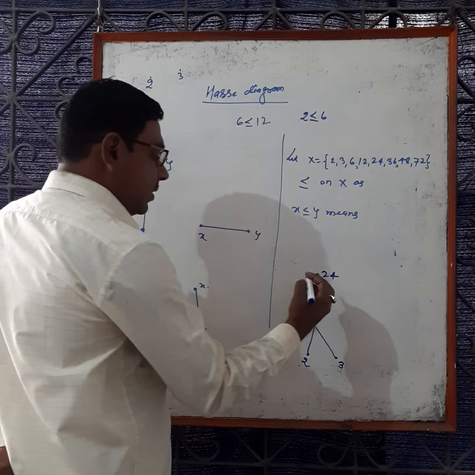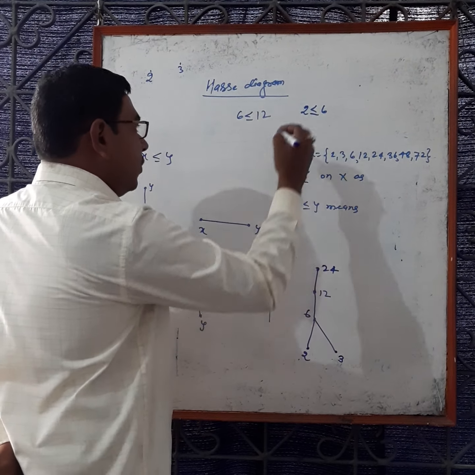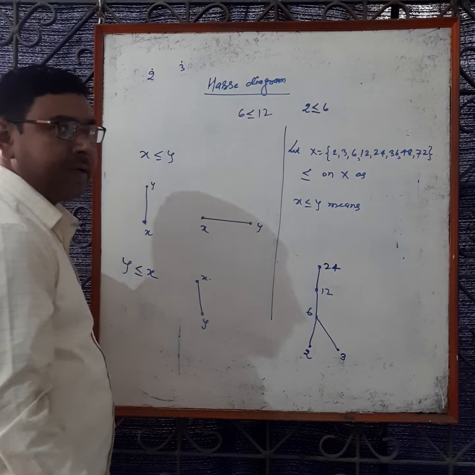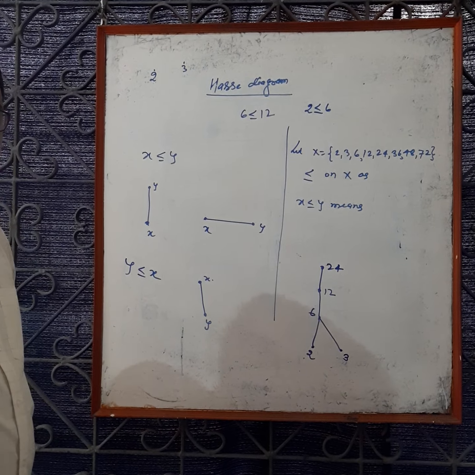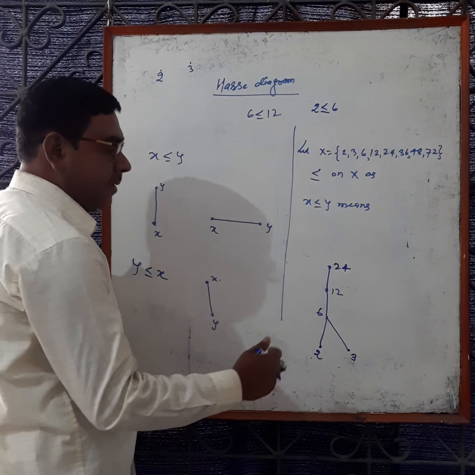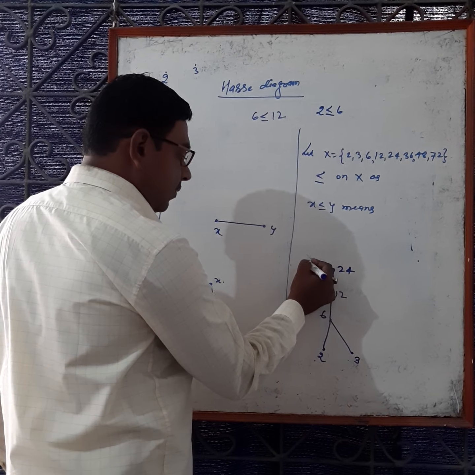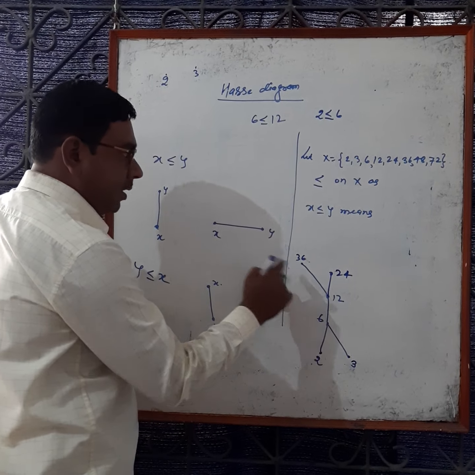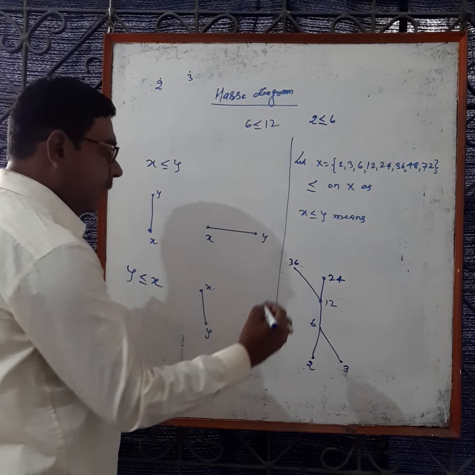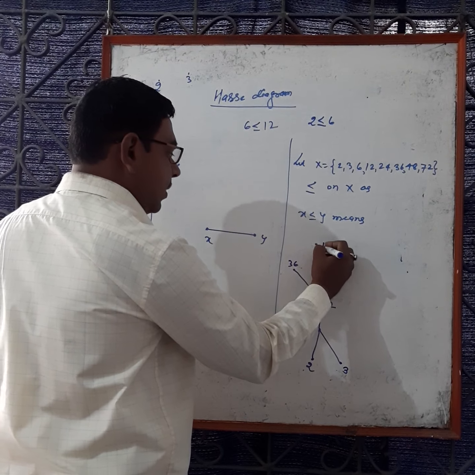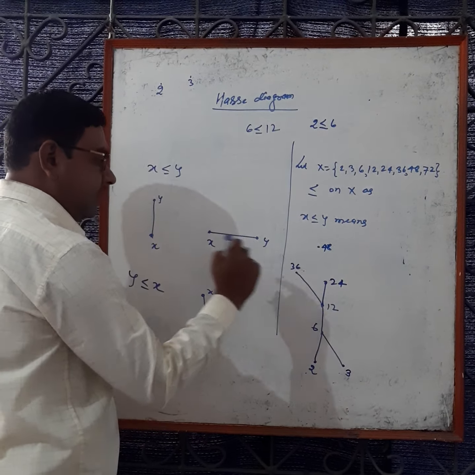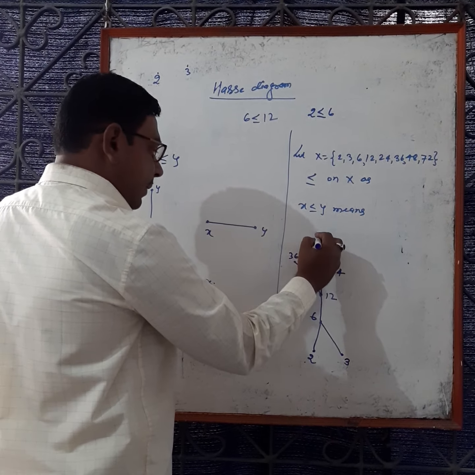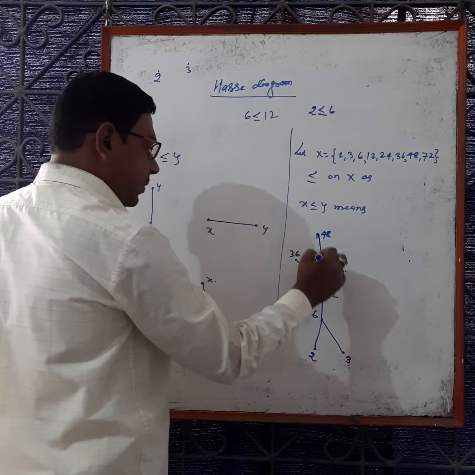Next element is 36. 24 does not divide 36 and 36 does not divide 24. This means that 24 and 36 are also incomparable elements. Therefore, there is no line between 24 and 36. But 12 divides 36. We put 36 here and we draw the position of 36 above 12. Next element is 48. 36 does not divide 48 and 48 does not divide 36. But 24 divides 48. Therefore, we draw a line between 24 and 48, with 48 above 24.